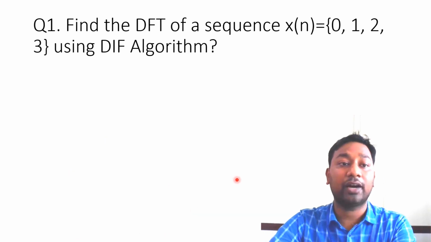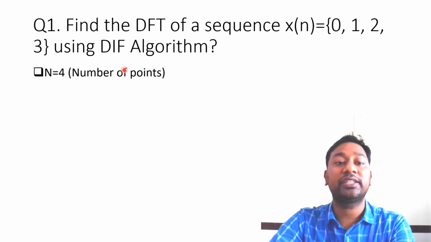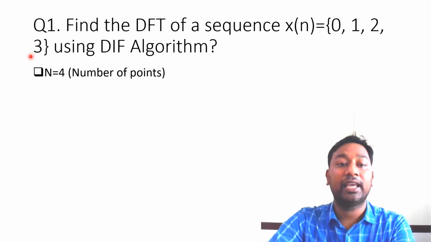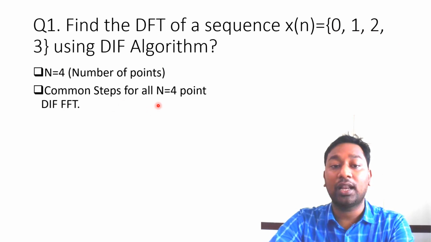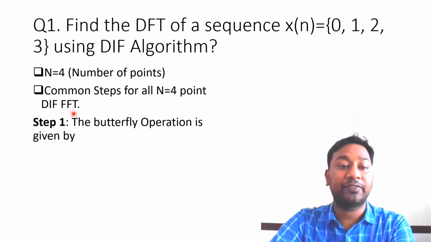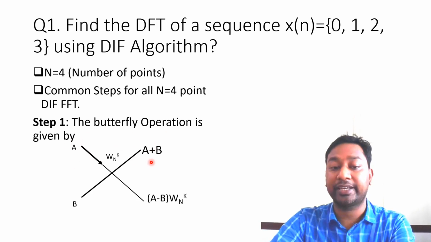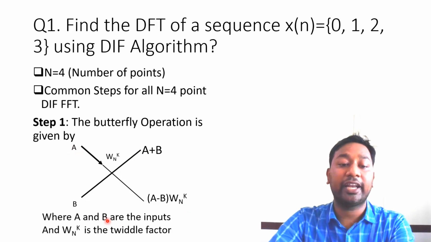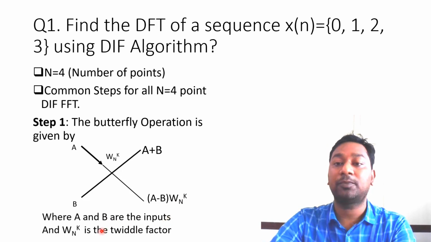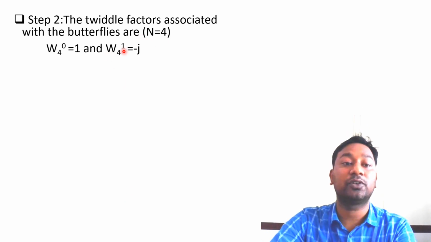Now we will consider another sequence, x of n equal to 0, 1, 2, 3, using the DIF algorithm. So here also we are considering capital L equal to 4 because 4 input points are there. The common step for all 4-point DIF FFT is step 1, the butterfly operation. The butterfly operation is the same for each and every case: a plus b, and another one is a minus b into omega n to the power k. Here a and b are the inputs and omega n to the power k is the twiddle factor. Now the twiddle factors associated with the butterflies for n equal to 4 are omega 4 to the power 0 equal to 1 and omega 4 to the power 1 equal to minus j.